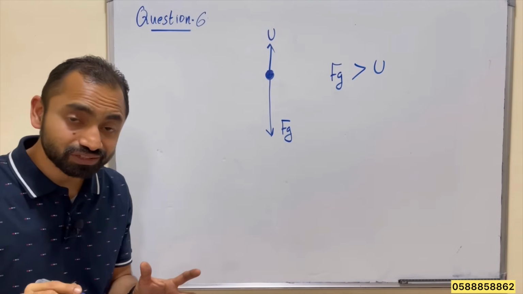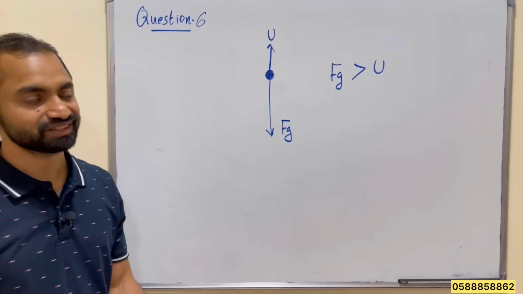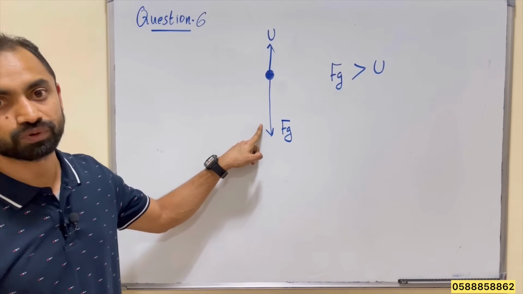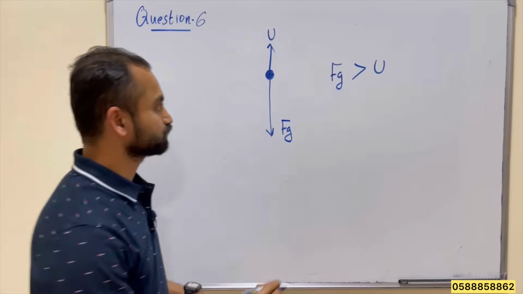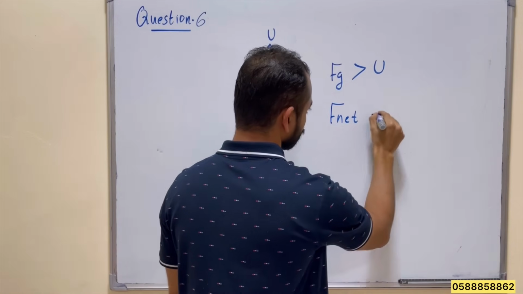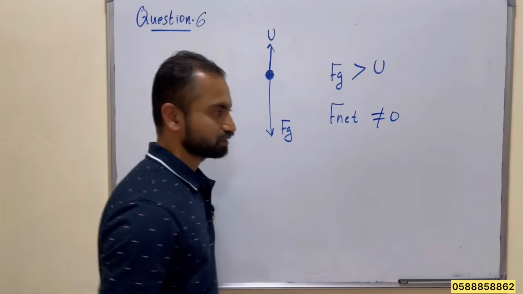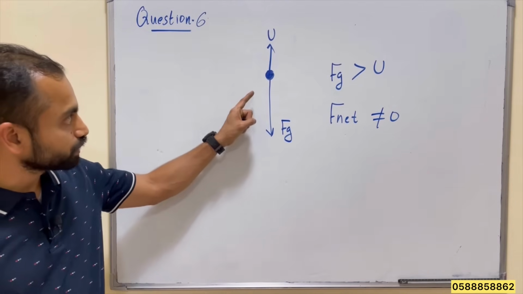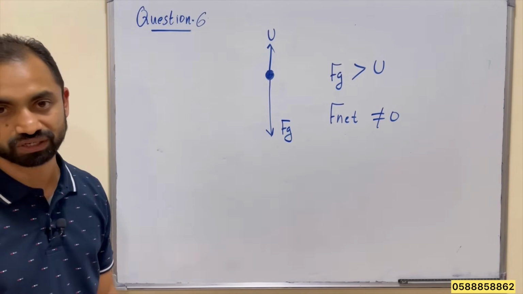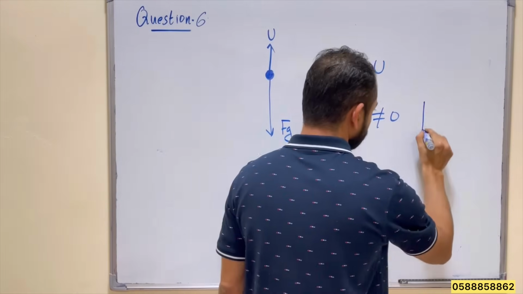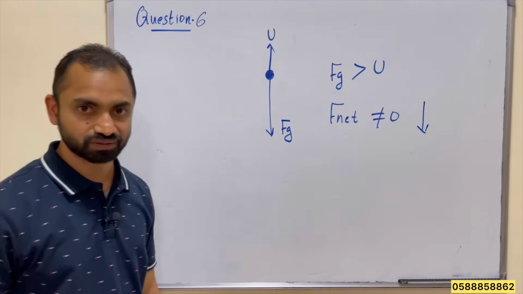So will there be net force? Yes. Opposite forces are not equal, right? If opposite forces are not equal, there will be net force. So there is F net, right? Net force is not equal to 0. There is net force. In which direction? Net force will always be along the direction of the greater force. Here the greater force is in the downward direction. So net force will be in the downward direction.